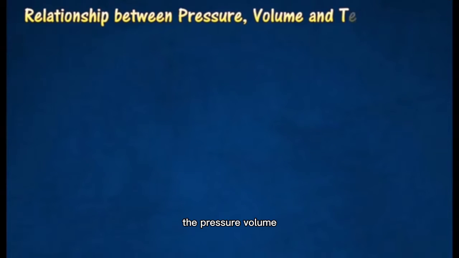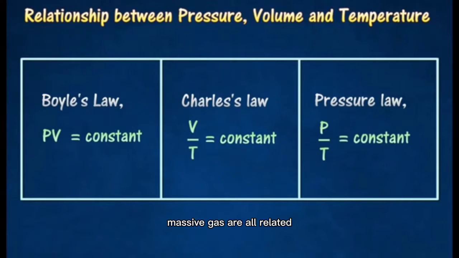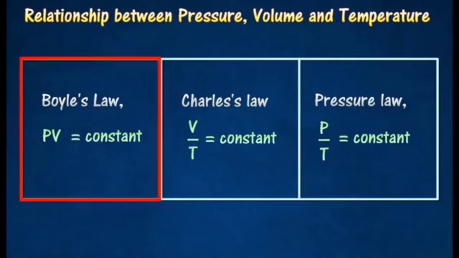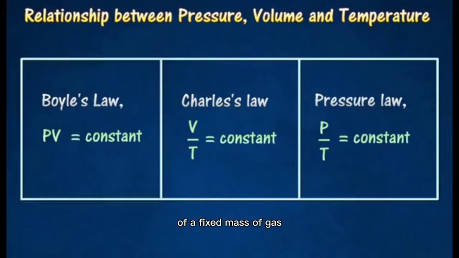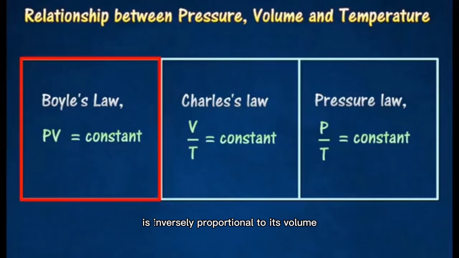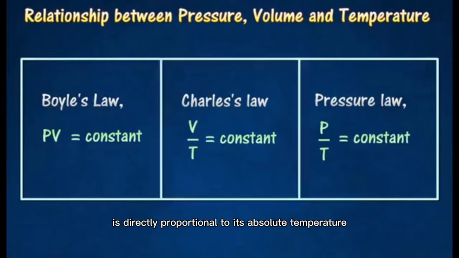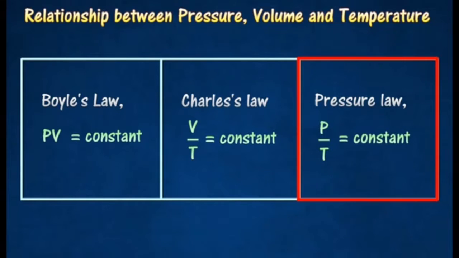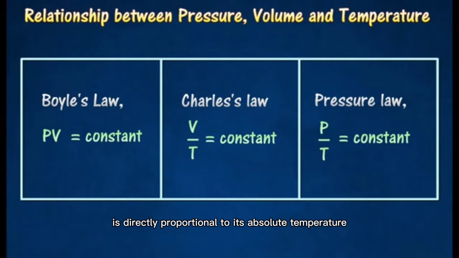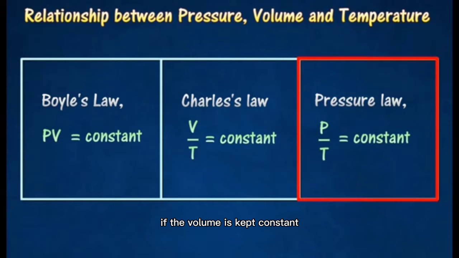The pressure, volume, and temperature of any fixed mass of gas are all related. Boyle's law states that the pressure of a fixed mass of gas is inversely proportional to its volume if the temperature is kept constant. Charles's law states that the volume of a fixed mass of gas is directly proportional to its absolute temperature if the pressure is kept constant. Pressure law states that the pressure of a fixed mass of gas is directly proportional to its absolute temperature if the volume is kept constant.